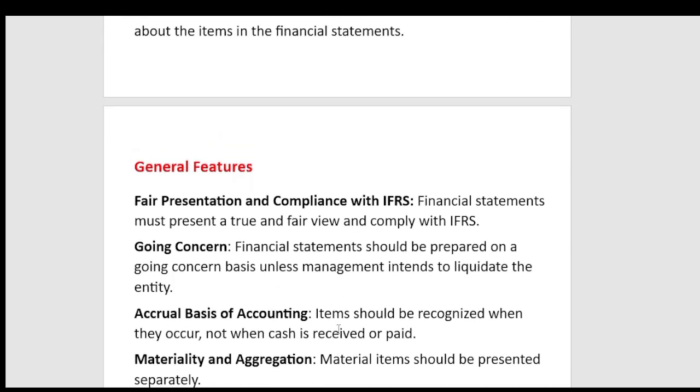Let's go to materiality and aggregation. Here, material items should be presented separately. When they say material items, items that are what?